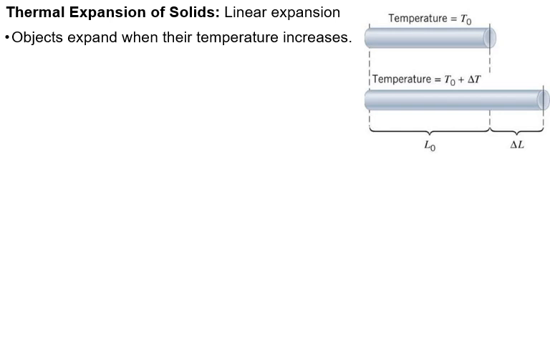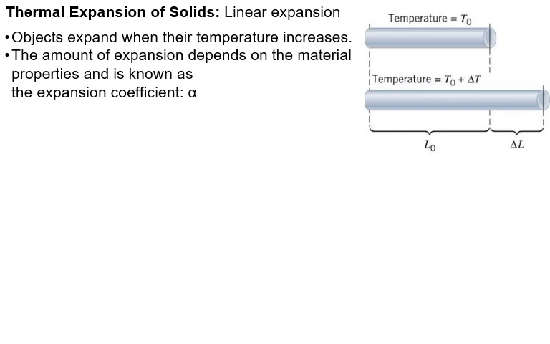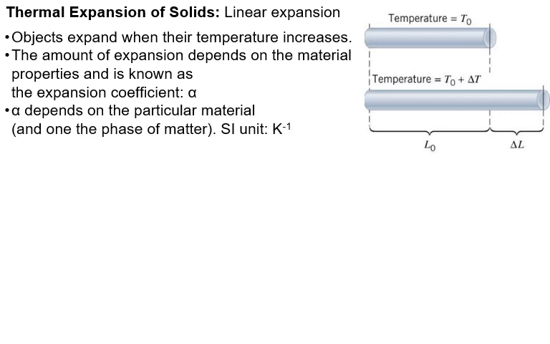Now let's look into a practical consequence of adding heat to an object. So that's thermal expansion. We're only going to consider linear expansion. If you want to consider areal or volumetric expansion, that is in the supplemental slides. But again, you do not need to know anything in the supplemental slides. It's just there for your own curiosity. So when an object's temperature increases, it expands. And the amount of expansion depends on the material properties, and it is known as the expansion coefficient, alpha. That's the variable that we use, a lowercase alpha.